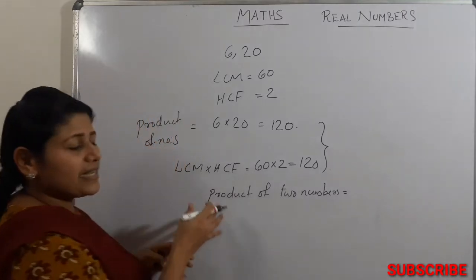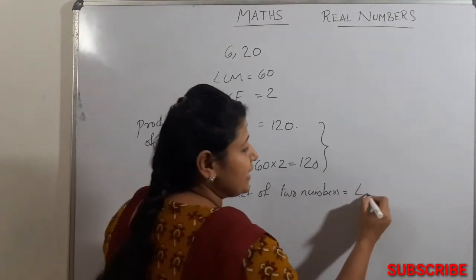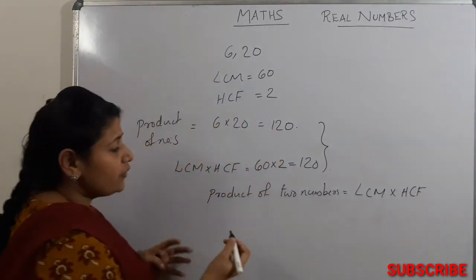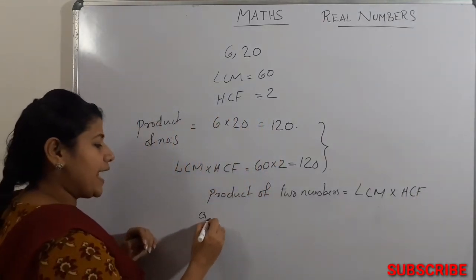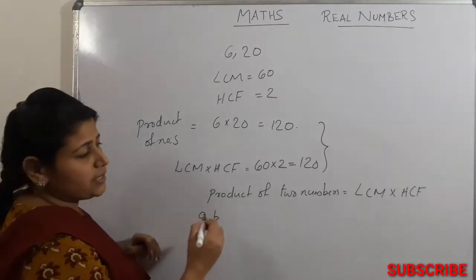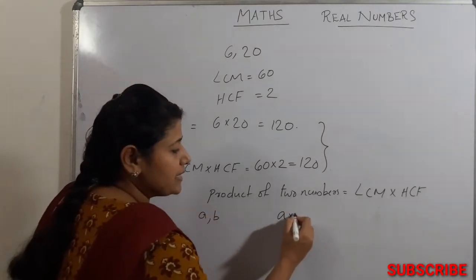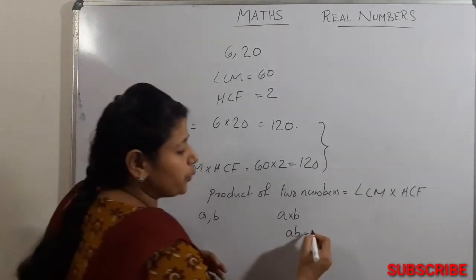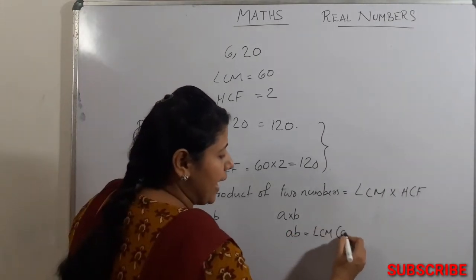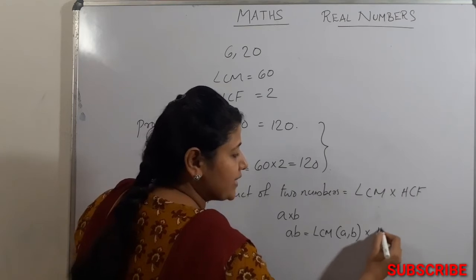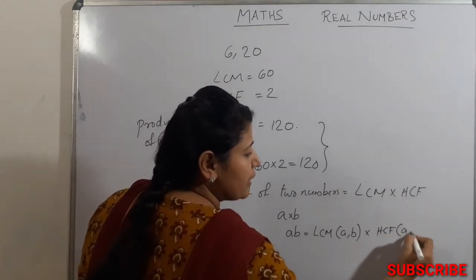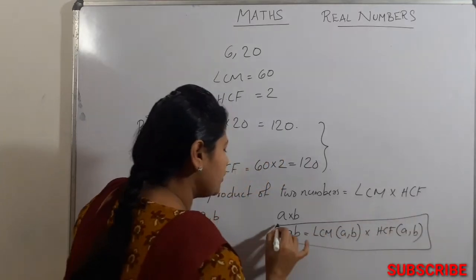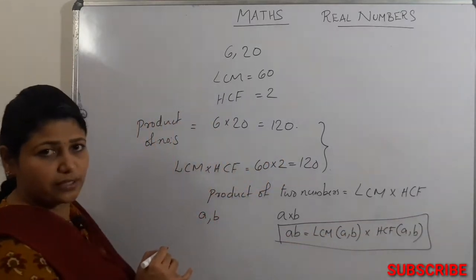Okay, the product of two numbers is equal to the product of their LCM and HCF. Generally we can write it like this: if we take A and B as the two numbers, then the product of A and B, that is A into B, or AB, is equal to the LCM of A and B into the HCF of A and B. Got it? You have to study this formula to find our solutions.